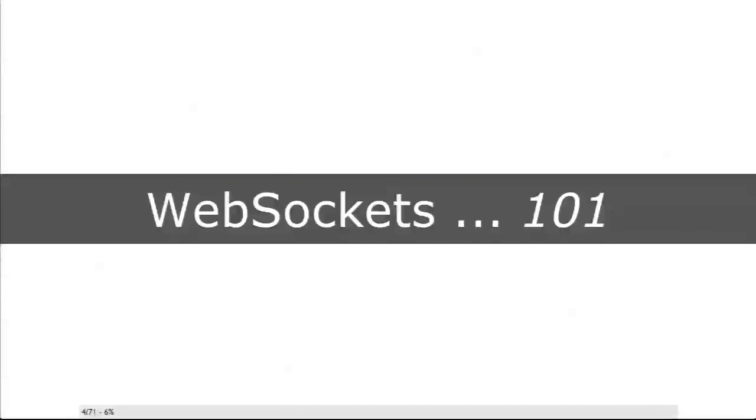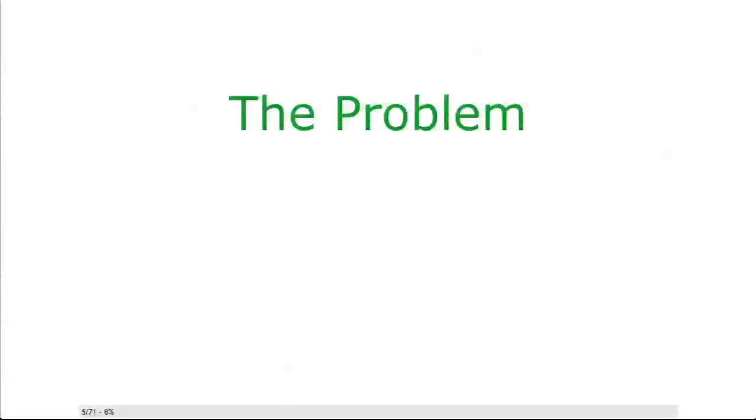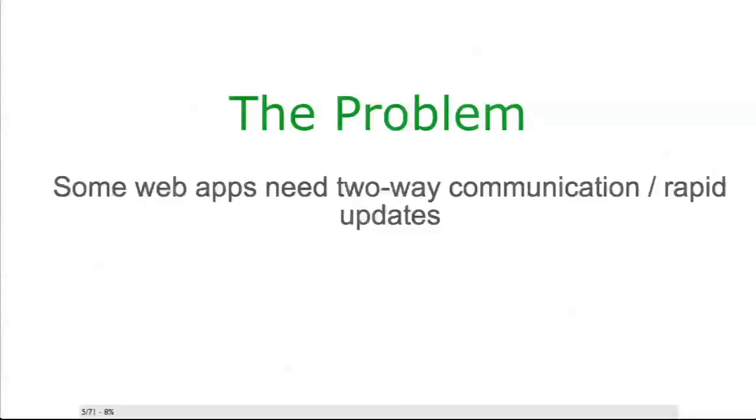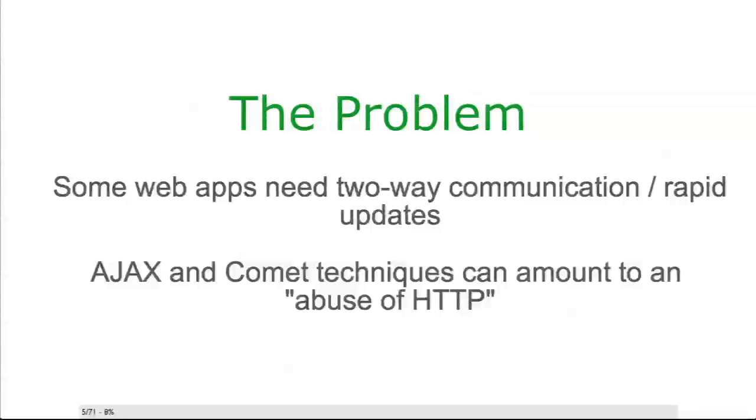So, a bit about WebSockets, WebSockets 101. What problem is WebSockets trying to solve? Well, some web applications need two-way communication, or rapid, low latency updates into the browser. And we've been developing techniques for this for quite a while now, for years. Whether it's Ajax or Comet particularly, we'll talk more about in a moment. As the RFC for WebSockets somewhat prominently calls out, these can end up being an abuse of HTTP. Not really the intended semantics for HTTP. Things like long polling and so on work, but they're not really ideal.